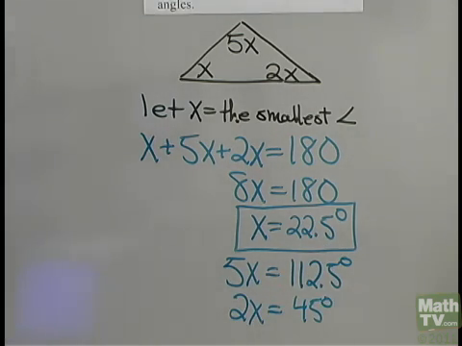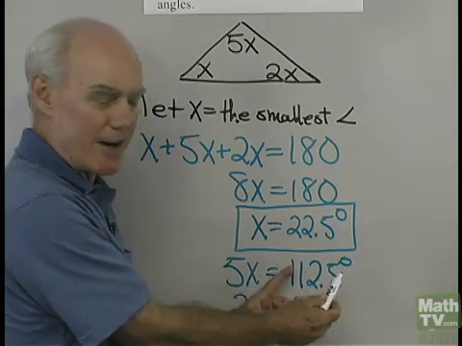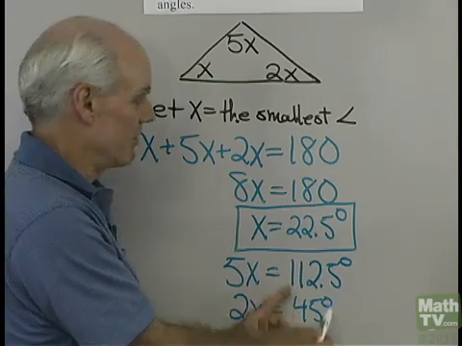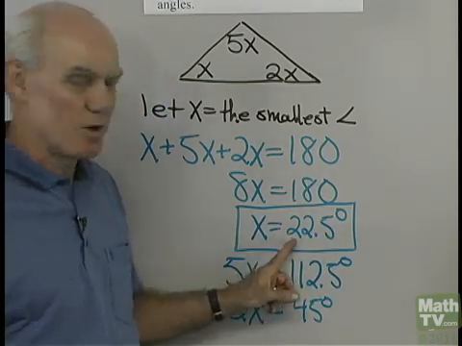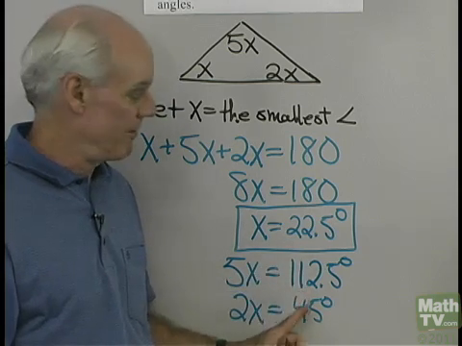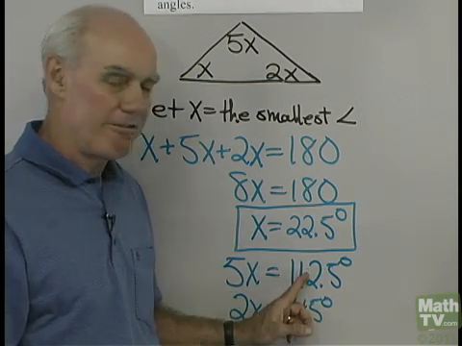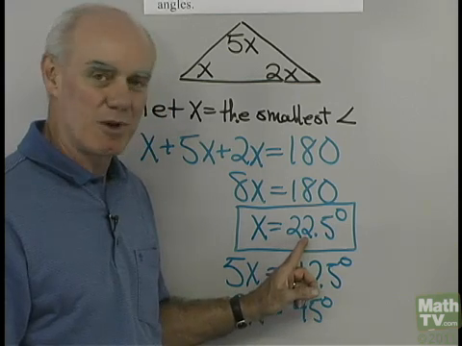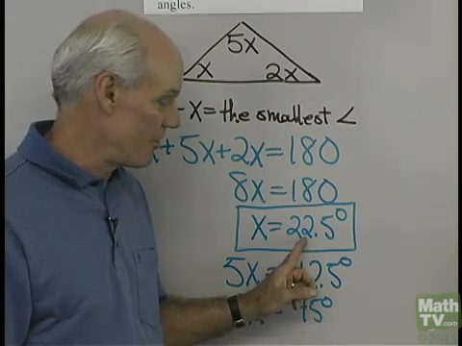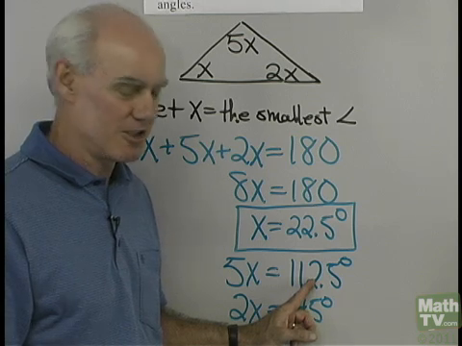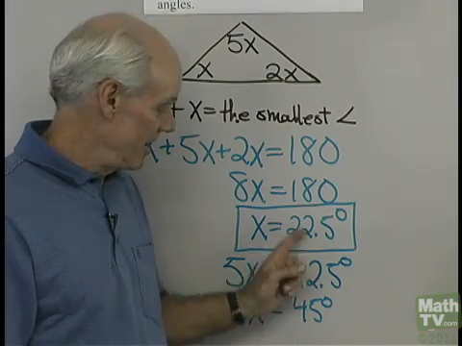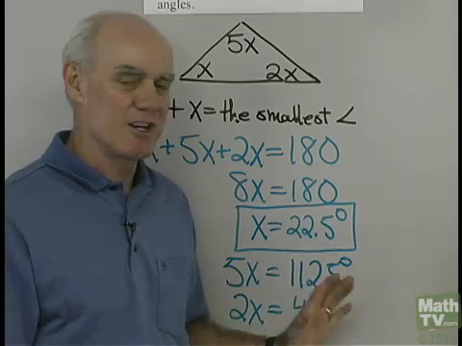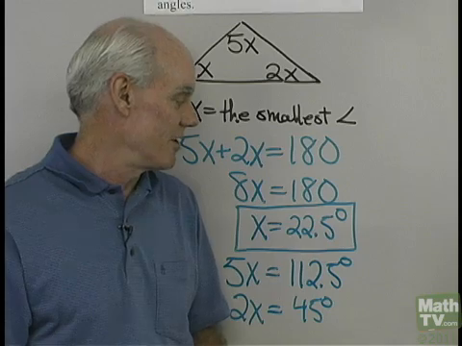So let's check and see, is that right? Now, if I add 22.5, 112.5, and 45 degrees, you'll see what I end up with is 180 degrees. So here are my three angles, 22.5, 112.5, and 45. And 1/5 of 112.5 is 22.5. So the smallest angle is 1/5 as large as the largest angle. And then twice the smallest angle is the third angle. And they add up to 180 degrees. So that satisfies all the requirements of what I was given in this problem.